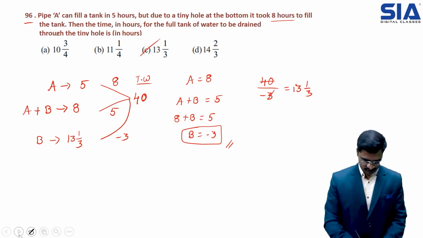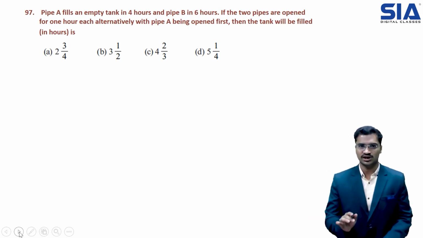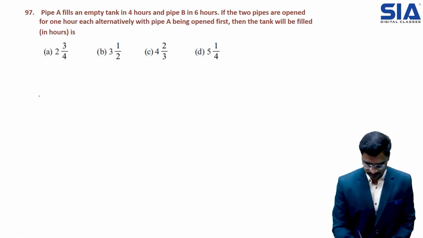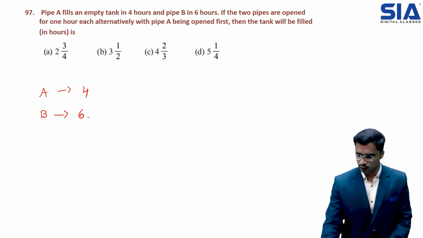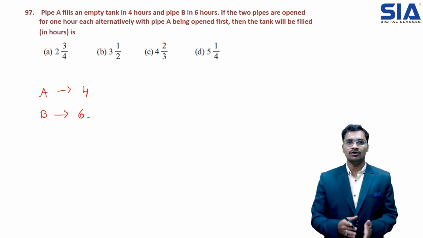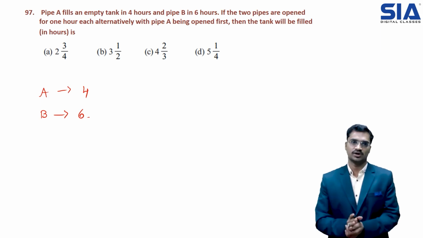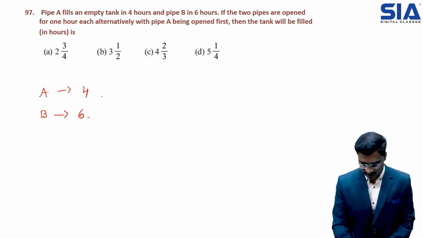Okay. Now coming to the next question, which says pipe A fills an empty tank in 4 hours and pipe B fills it in 6 hours. So A is filling in 4 hours and the pipe B is filling in 6 hours. If two pipes are opened for 1 hour each, so here they both are not working simultaneously. So first of all, in the first hour A is working and then in the second hour B is working. They are working alternately. So let us see. The LCM of 6 and 4 is 12. 4 3s are 12, 6 2s are 12.